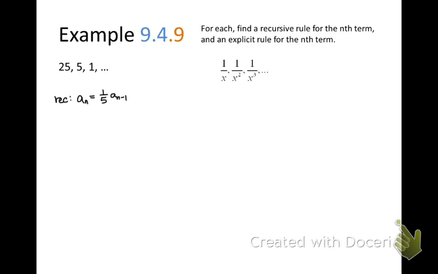And then my explicit is what we just did. So what should that look like? 25 times 1/5 to the n minus 1.